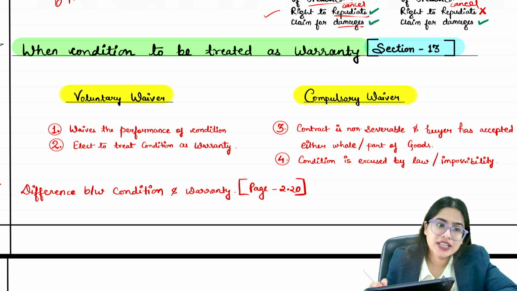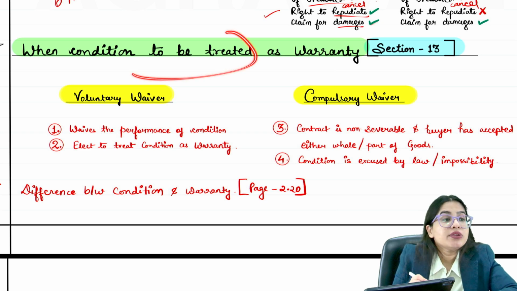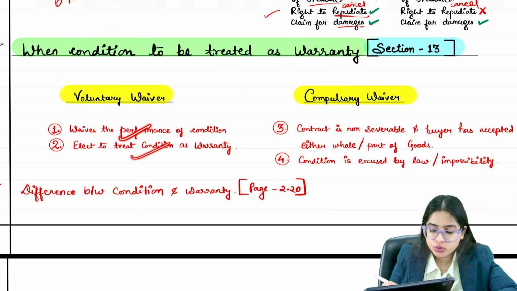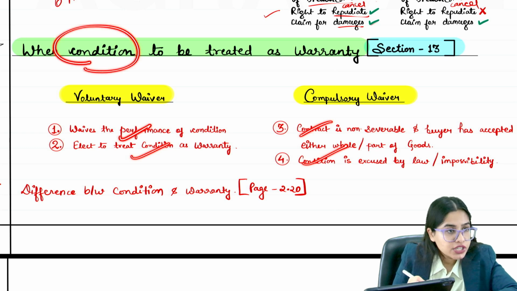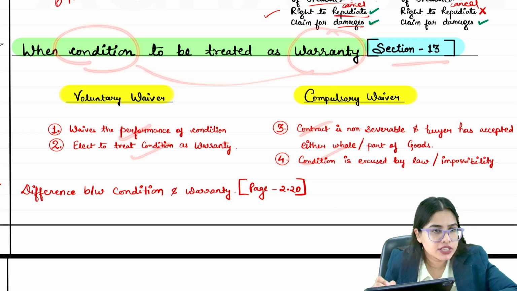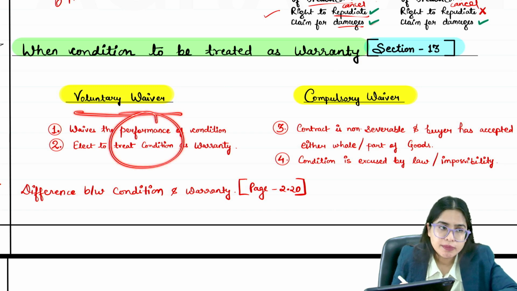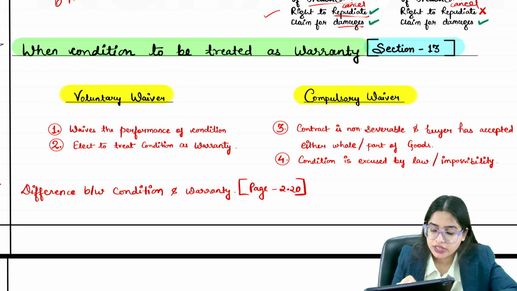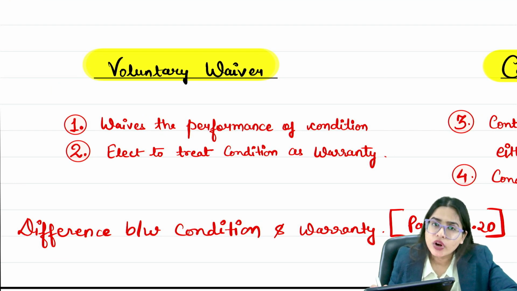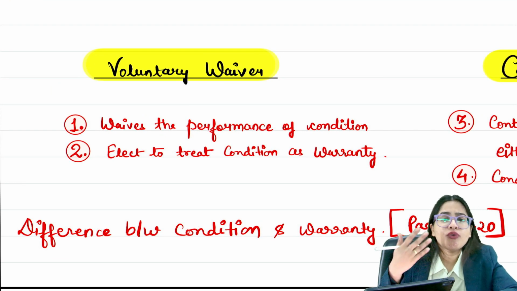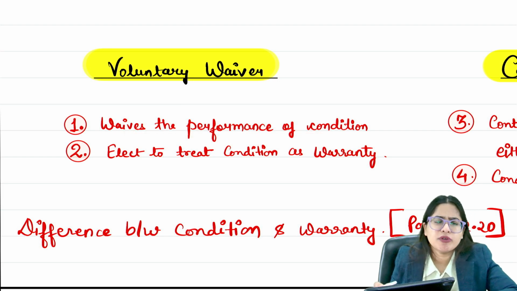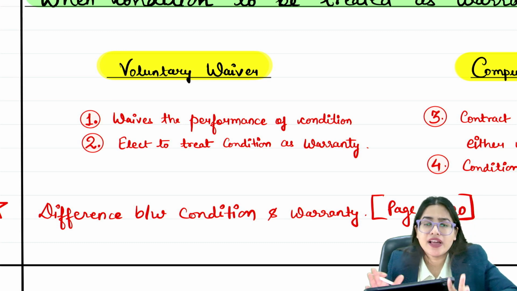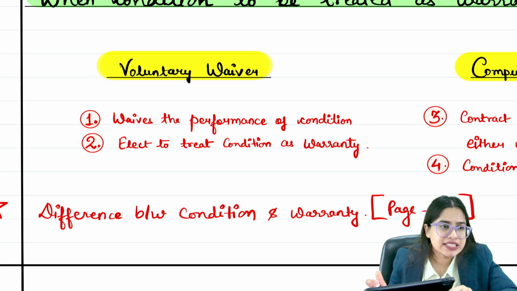So what are those cases where breach of condition will be treated as breach of warranty? There are 4 cases, 1, 2, 3, 4, and this is given in section number 13. 2 cases are known as voluntary waiver, and 2 cases are known as compulsory waiver. One by one we will understand. Please understand voluntary waiver. Voluntary waiver means the buyer himself voluntarily says, oh, let's waive the performance, it's fine, I will not treat it as a breach of condition, I will not repudiate the contract, I will treat it as a breach of warranty. Let's understand this with the help of an example.